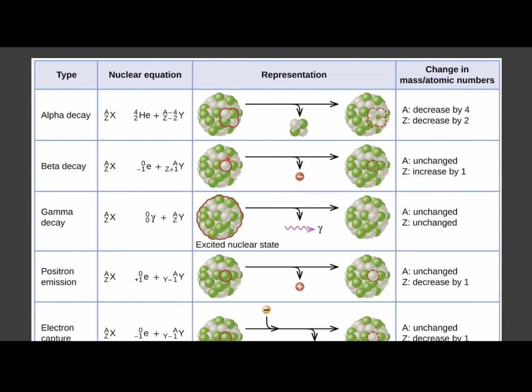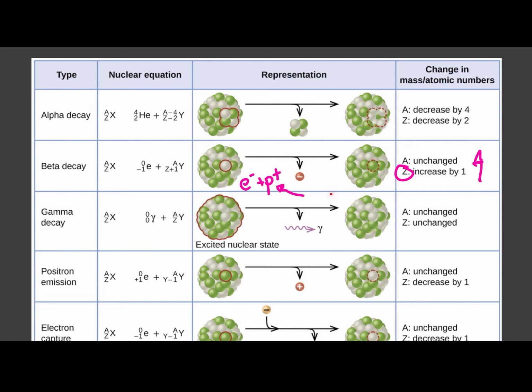Why increase by 1? So this little particle over here, that's representing a neutron. And that neutron is going to eject a negative particle. Therefore, since we know that a neutron is pretty much just an electron plus a proton, it will leave us with a proton. And since protons are counted by using the Z value, we're going to increase the Z value by 1.